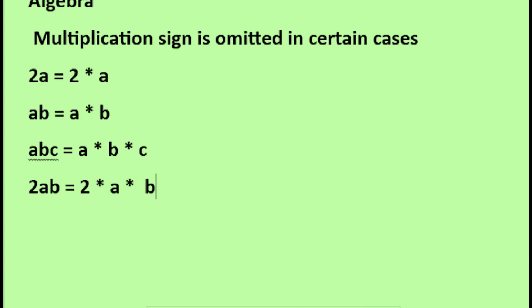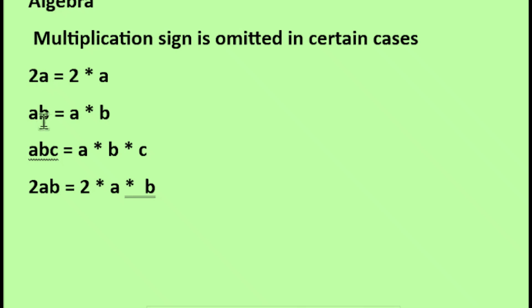Multiplication sign is omitted. In certain cases, not always, but in certain cases, the multiplication sign may be omitted. So when you don't find any sign, it is multiplication. All are 1 term.